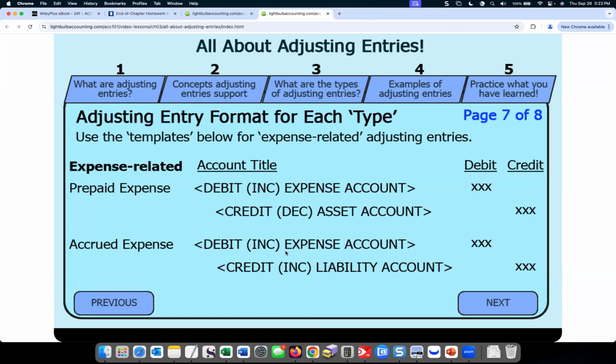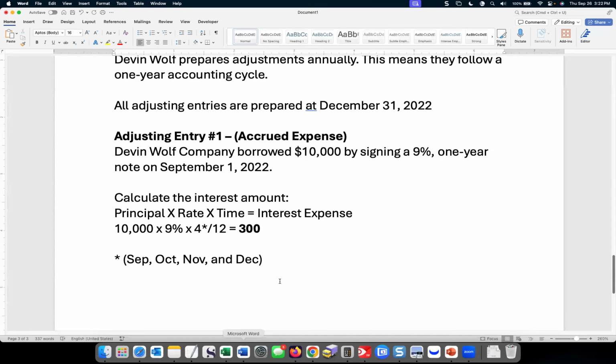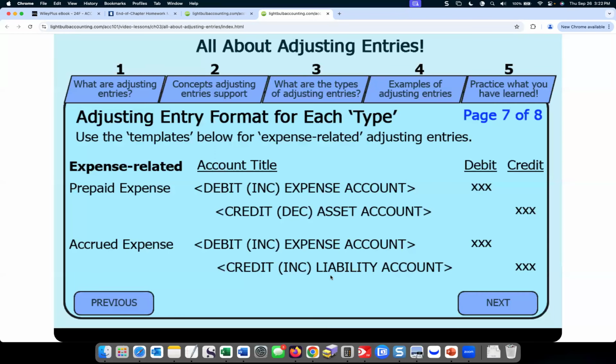So we know we need an expense account, so we know that the word expense is going to be in the name. What are we expensing? Well, when we go back to the notes, what did we just calculate? Interest. There's your account title, folks. Interest expense. And if we don't pay that interest, what would be the liability account name that seems appropriate? And again, be specific.